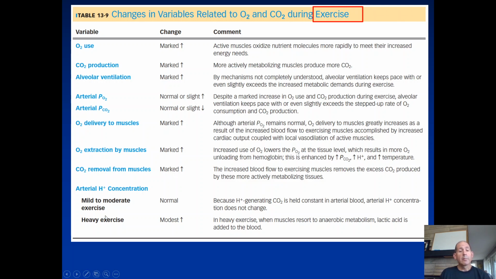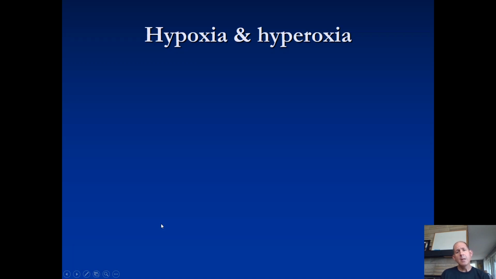Now, with mild and moderate exercise, we maintain pH very well. But with high intensity exercise, as we increase reliance on anaerobic glycolysis and recruit motor units with a lot of glycolytic fibers, we might have a little bit of an increase in hydrogen ions that will need to be buffered. One of the principal causes of hypoxia, of course, would be going to high altitudes. Hyperoxia would be if you're breathing supplemental oxygen and have normal lungs.